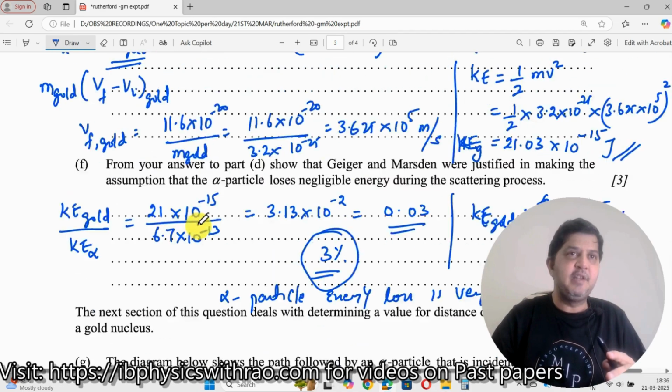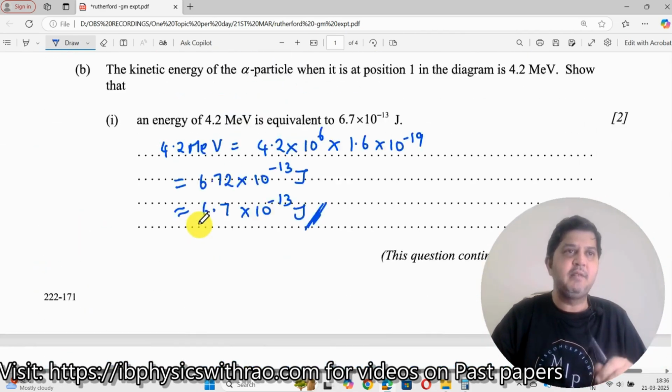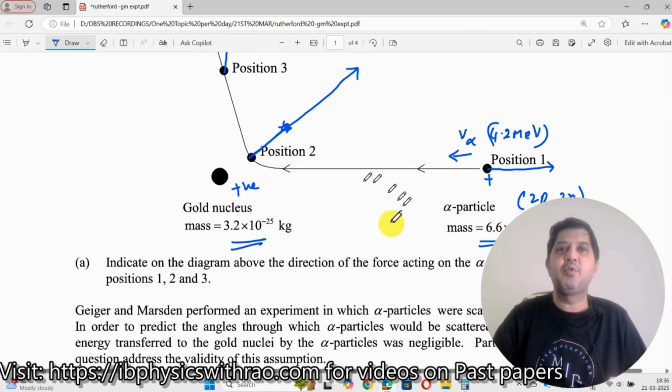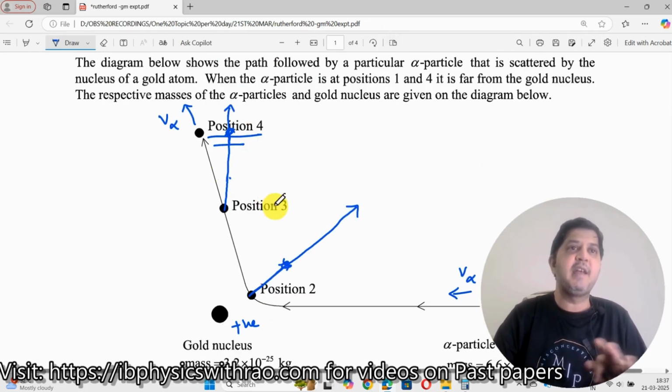Okay, let me just enumerate the concepts we have done as we come to the end of the question. The first concept we learned is how to draw the vectors. We also came to know how the repulsive forces act, what the magnitudes are, how to draw increasing and decreasing magnitudes, and how the vectors should be drawn at every position.